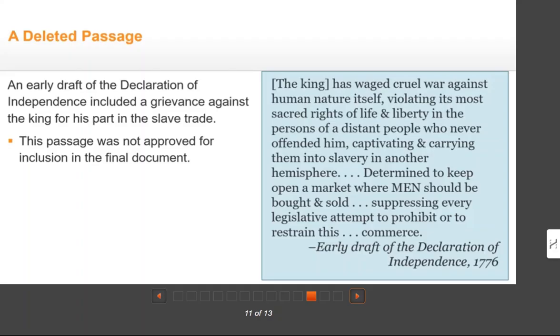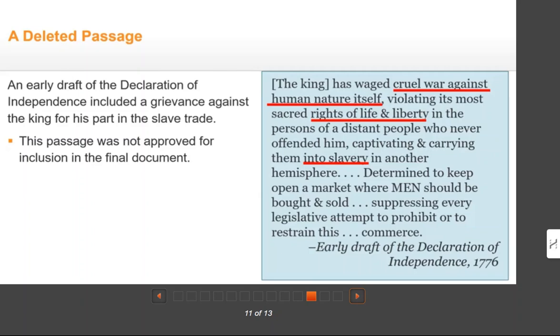Thomas Jefferson, himself an enslaver, argued that the king has waged cruel war against human nature itself. Notice the reference to Enlightenment ideals here: "violating its most sacred rights of life and liberty in the persons of a distant people," meaning people from Africa, "who never offended him, captivating and carrying them into slavery in another hemisphere," so bringing them to the American colonies.